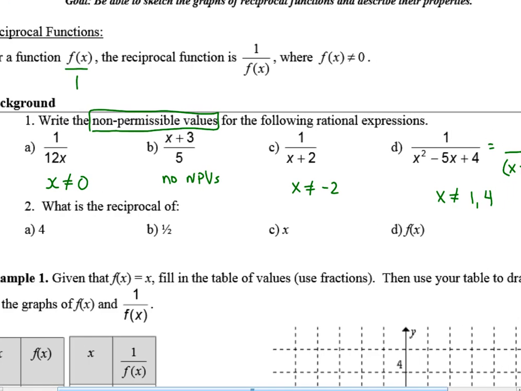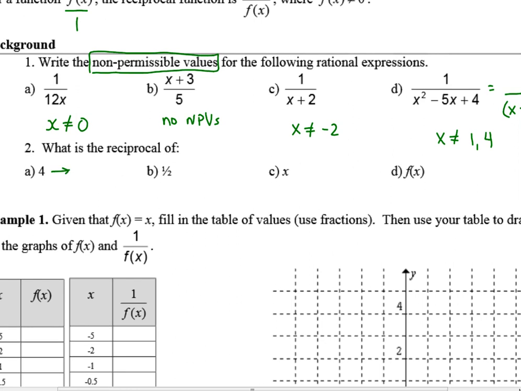Okay. So what's the reciprocal of 4? You flipped it. 1 over 4, right? The denominator, if you don't see it, is 1. So you flip it, 1 over 4. Okay, what's the reciprocal of a half? 2 over 1 or 2? Right? 2 divided by 1 is just 2. So 2 over 1, which equals 2. The reciprocal of x would be 1 over x. And the reciprocal of f of x, 1 over f of x.